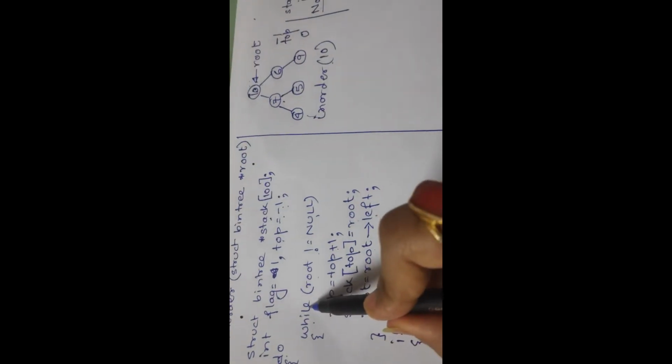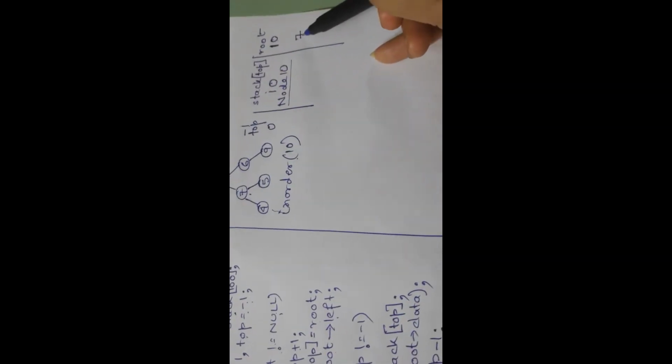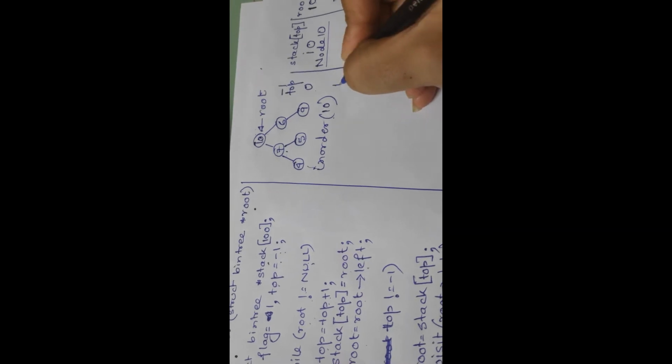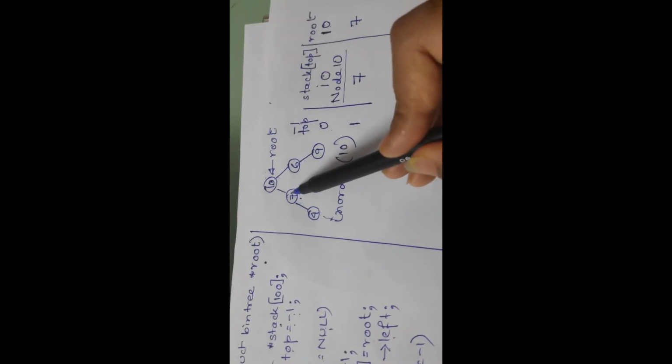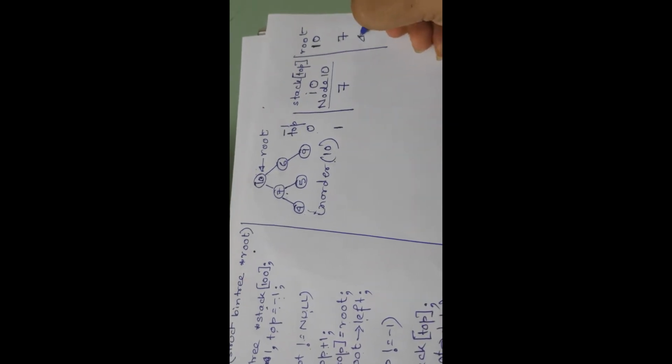So we go back to this while loop. Root not equal to null. The current root is 7, and 7 is not equal to null, so again we enter the while loop. Top is equal to top plus 1, so top, which was 0, becomes 1. Stack top is equal to root, so onto the stack top, 7 is pushed. Root is equal to root left. We are at 7, so root left is 4. So root becomes 4. Again the while loop starts.